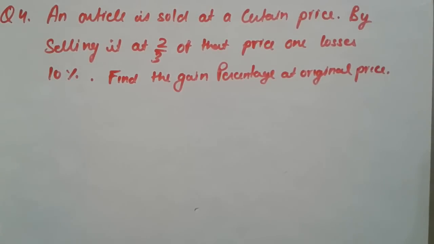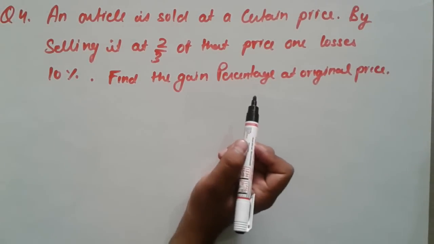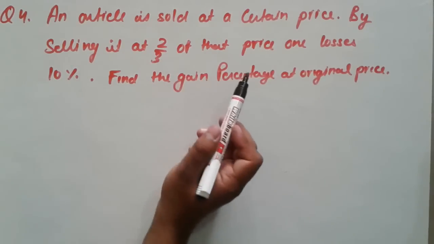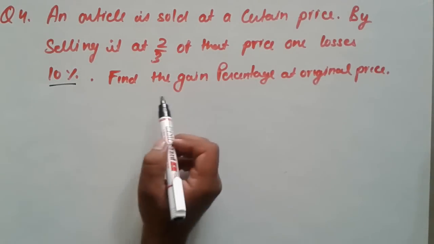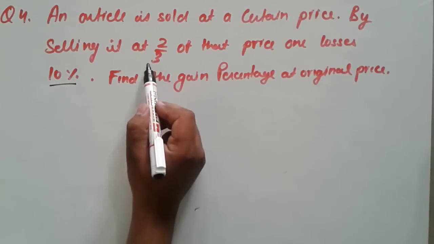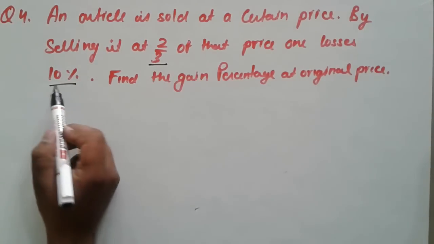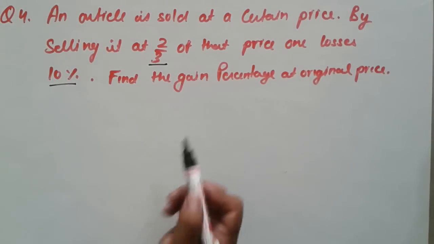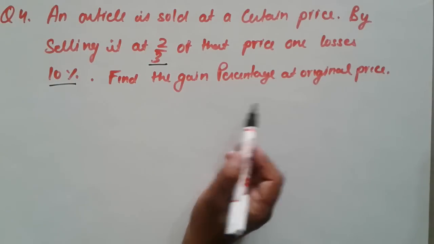So friends, here is the fourth question. An article is sold at a certain price. By selling it at 2 by 3rd of that price, the loss is 10%. Find the gain percentage at the original price. So when we take 2 by 3rd of the original SP, we get a loss of 10%. We have to calculate the gain percentage at the original SP.